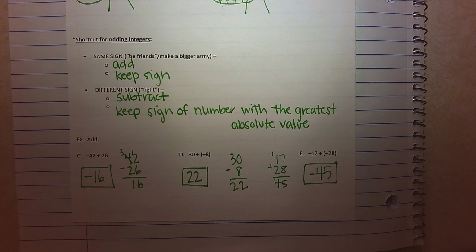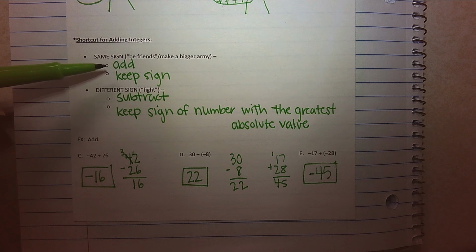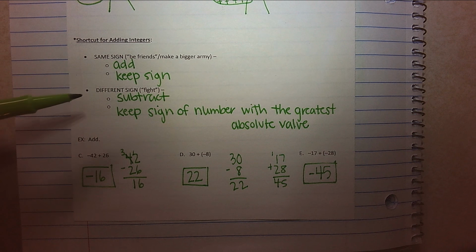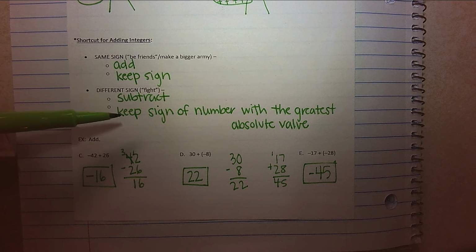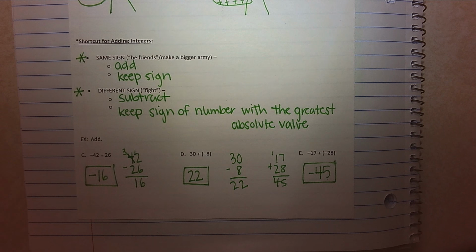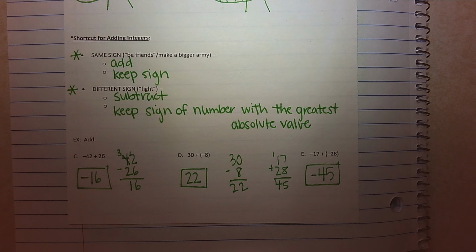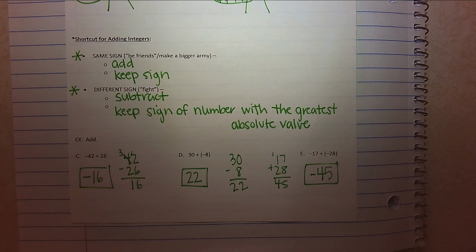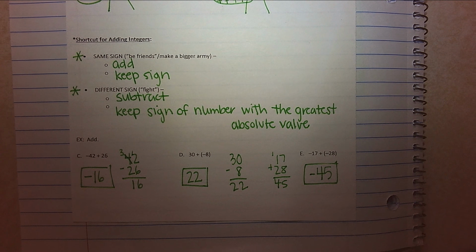So one more time to kind of recap: when signs are the same, we add and we keep the sign. When signs are different, we subtract and keep the sign of the number with the greater absolute value. These two rules are super important, and you should start to commit them to memory and really understand them before we move on to subtraction.